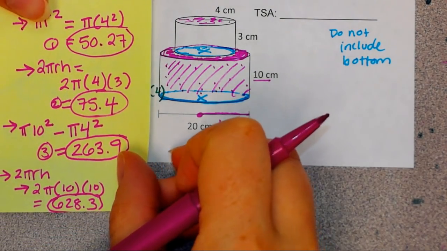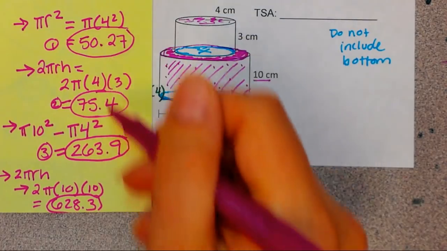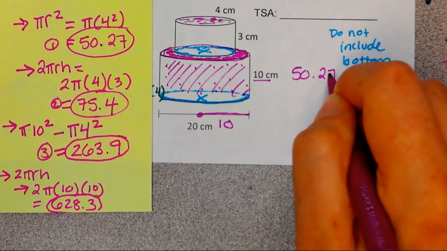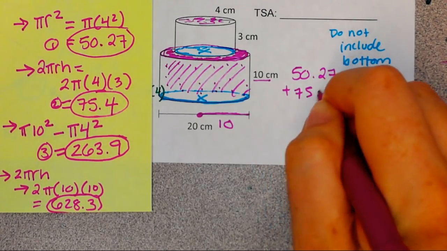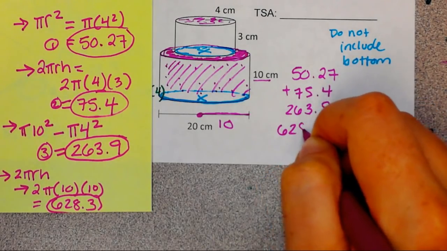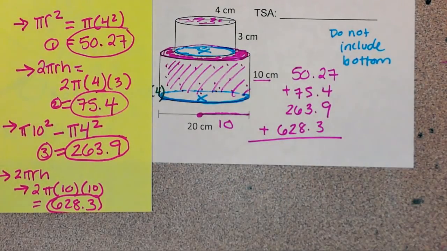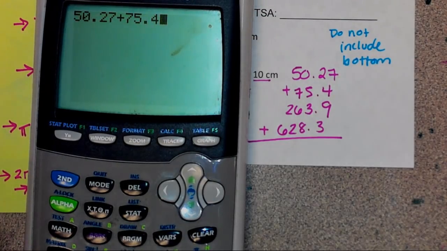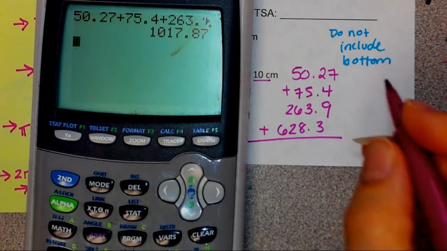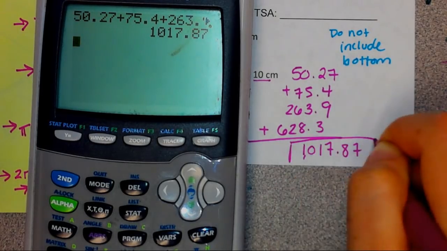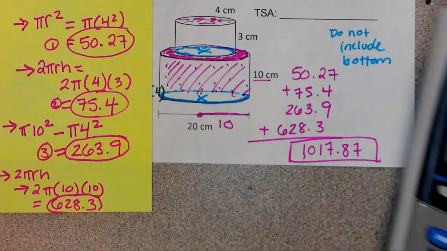All right, so because my work is nice and organized, and I circled everything that I'm going to need to add at the end, it's easy for me to go in and just add 50.27, 75.4, 263.9, and 628.3. 50.27 plus 75.4 plus 263.9 plus 628.3. And we get that this is about 1017.87. And that's our total surface area.